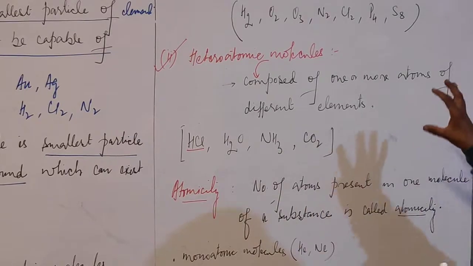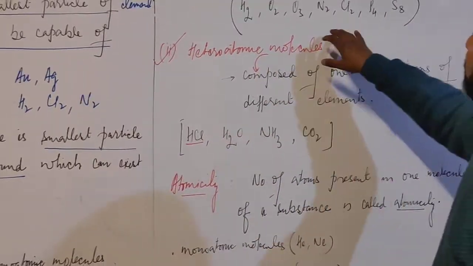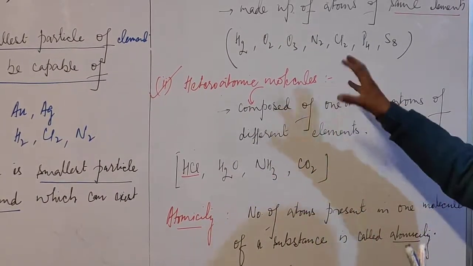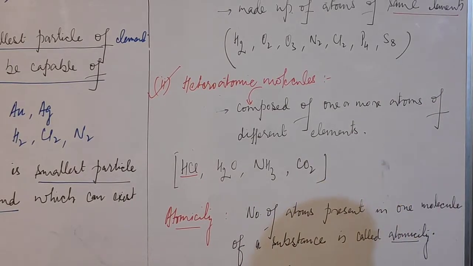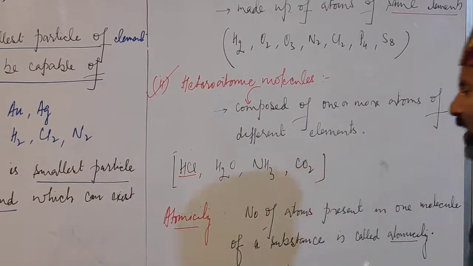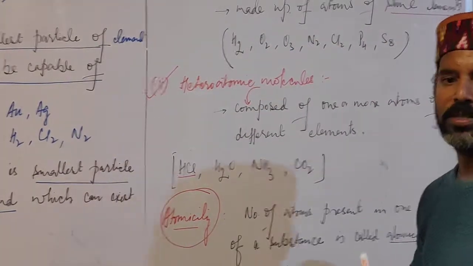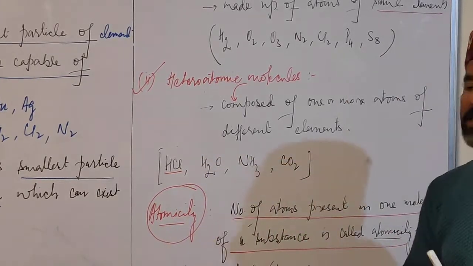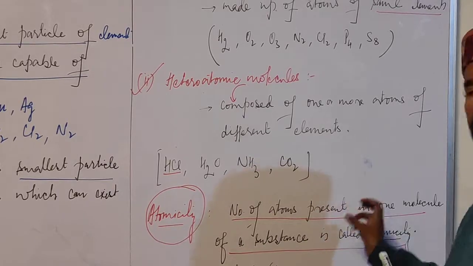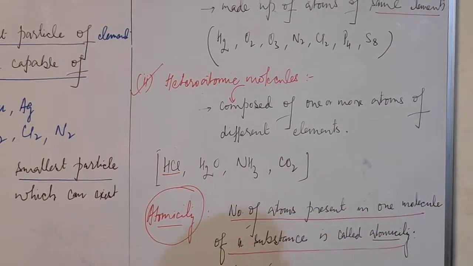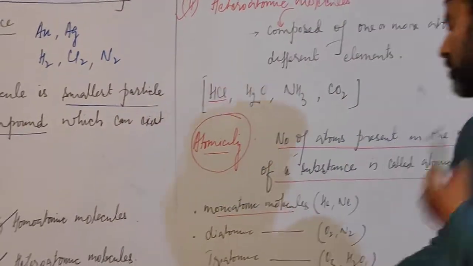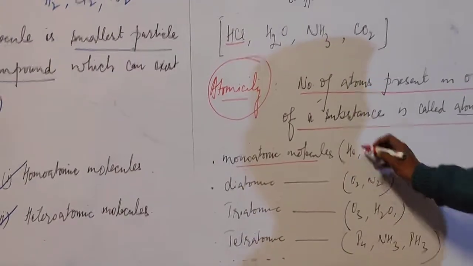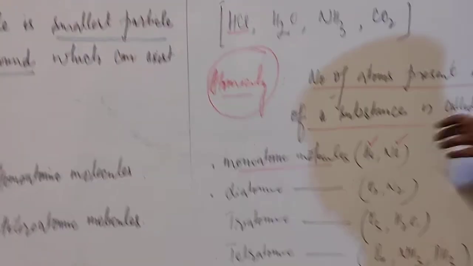Now students, as you see, a molecule may contain 1, 2, 3, 4, 5, 6, 7, 8 atoms. Now this is called atomicity. So the next term we have is atomicity. What is atomicity? The number of atoms present in one molecule of a substance is called atomicity. Depending upon how many atoms are present in one molecule, we have different types of molecules, like monoatomic molecules. Students, since noble gases do not form chemical bonds, they exist in a monoatomic state. So these are monoatomic molecules.